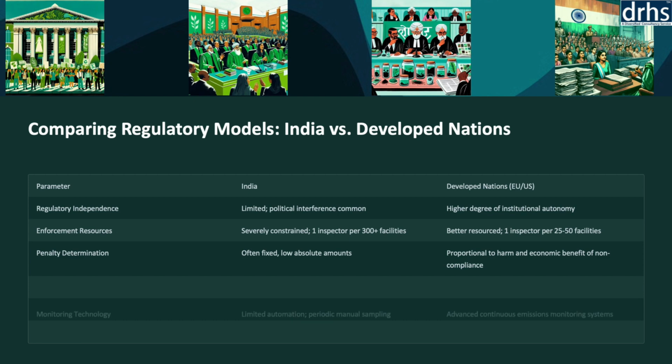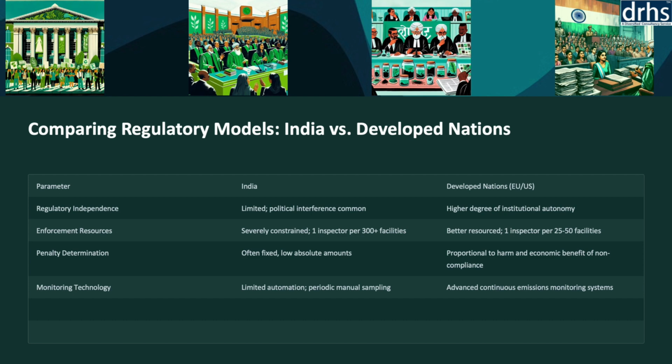The next parameter is related to monitoring technology. India's regulatory framework relies heavily on periodic manual sampling with limited automation. This can lead to gaps in monitoring and delayed detection of non-compliance. Developed nations, however, utilize advanced continuous emission monitoring systems. These systems provide real-time data and enable more effective oversight of regulatory compliance.